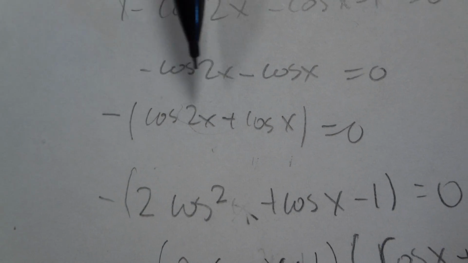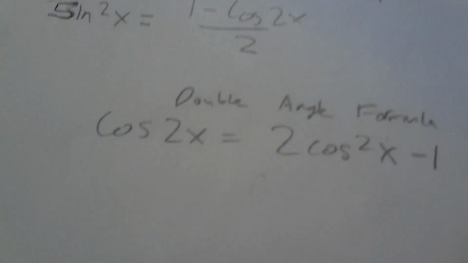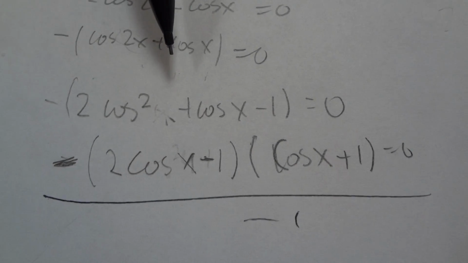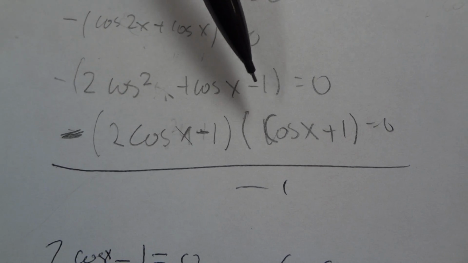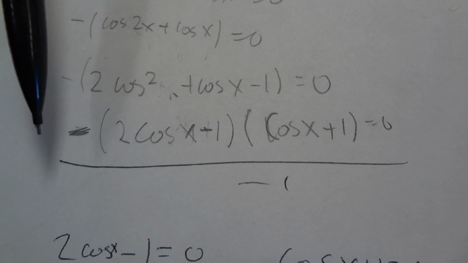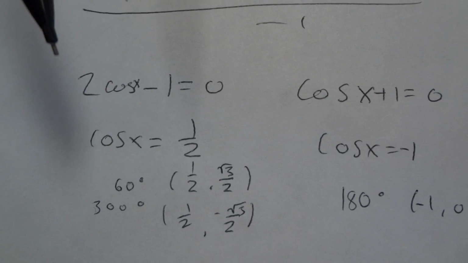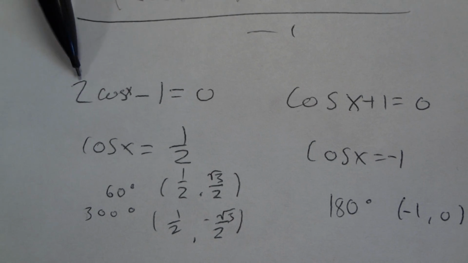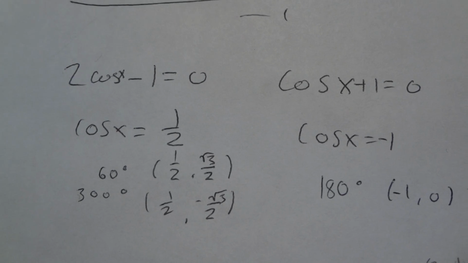Factor out the negative 1. And then we have to replace the cosine of 2x with the double angle formula, where cosine of 2x is equal to 2 cosine squared x minus 1. We're able to factor it out into 2 cosine x minus 1, cosine x plus 1. We have negative on here, just divide the whole thing by negative 1. 0 divided by negative 1 is 0. So we use the zero product property to make the 2 factors equal to 0.